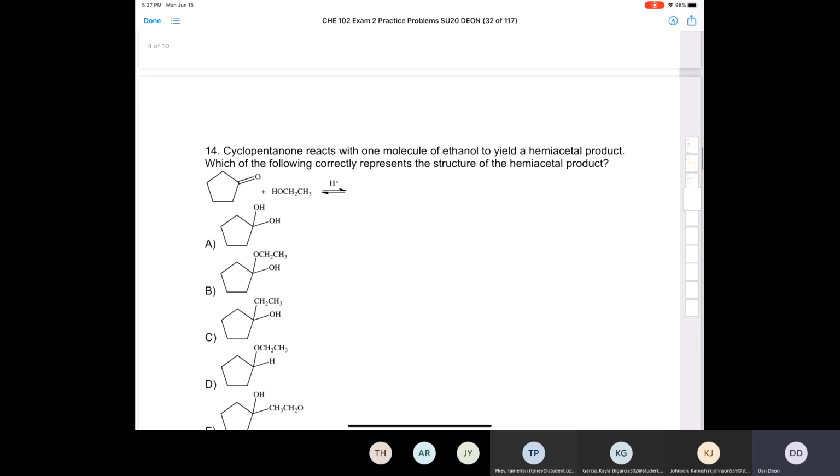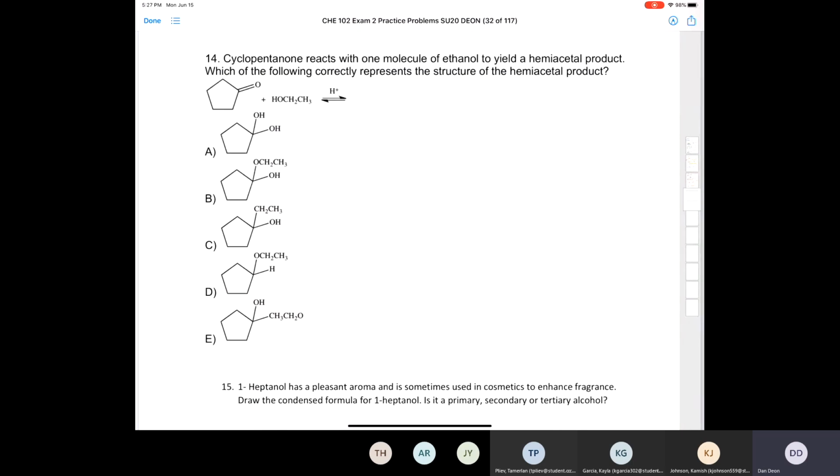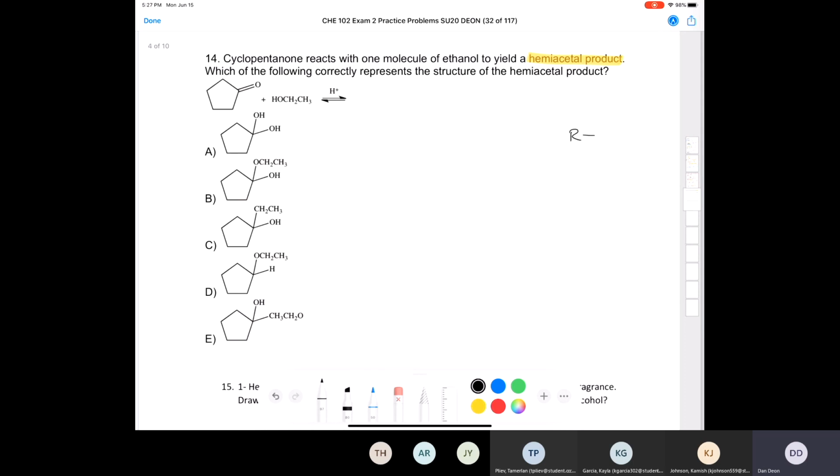Okay, it says here cyclopentanone reacts with one molecule to give you what? A hemiacetal. I told you earlier that a hemiacetal is when you have a carbon with a hydroxyl and an ether on it, and your 2 R groups. That's a hemiacetal. Which of the following correctly represents the structure of the hemiacetal?